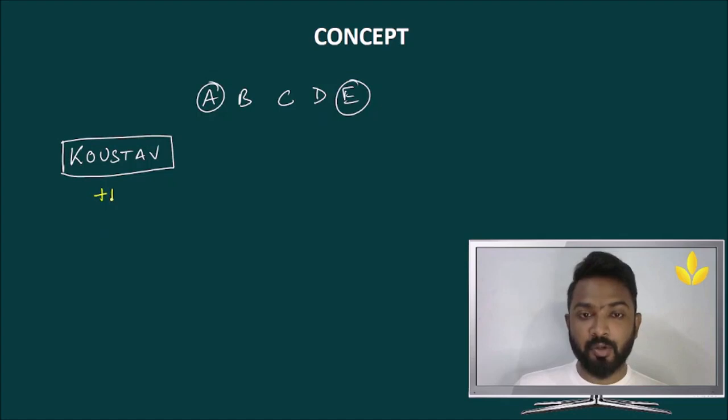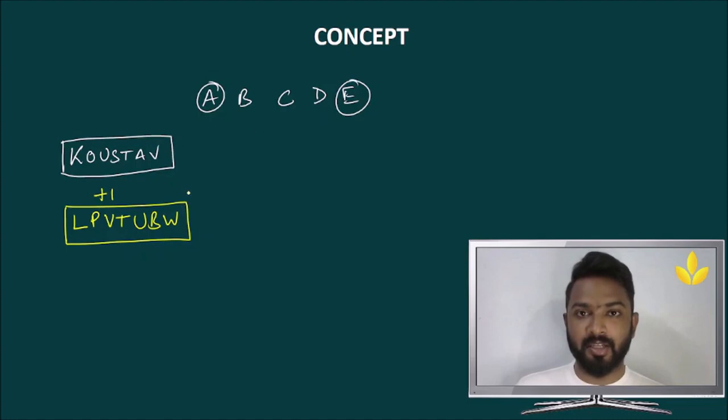K gets coded as +1. So K +1 is L. In the English alphabet, the next letter after K is L. O +1 is P. U +1 is V. S +1 is T. T +1 is U. A +1 is B. V +1 is W. So A writes this message on the chit of paper and then passes it along.